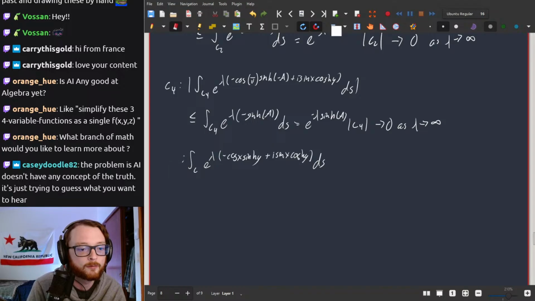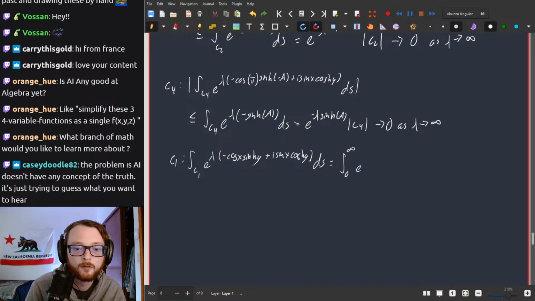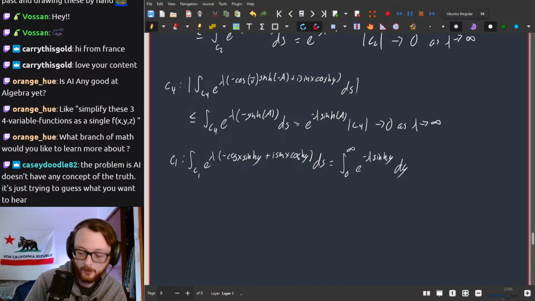Oop, not C5, C1. This is always 0. Cosine of 0 is 1. Lambda sinh y dy. Okay. That's the number we had to contend with here.